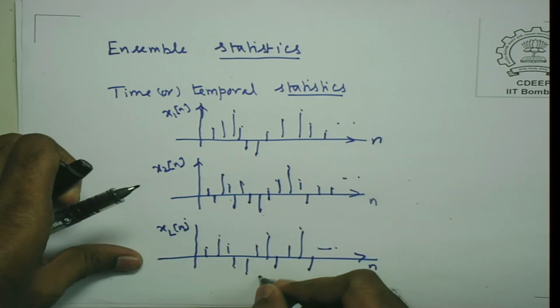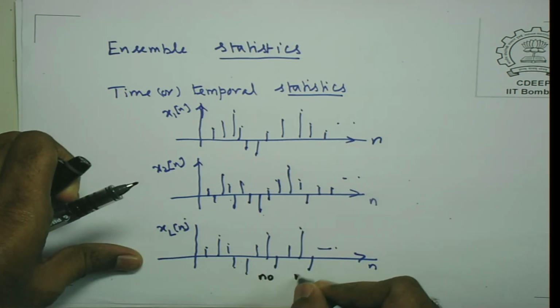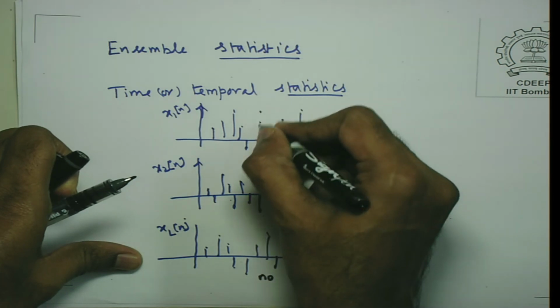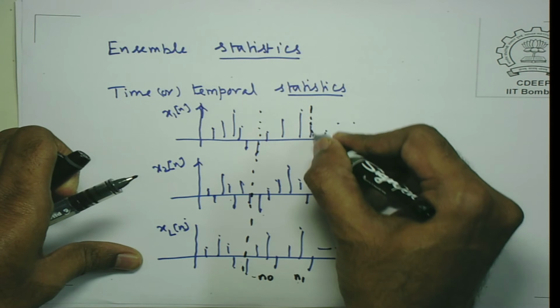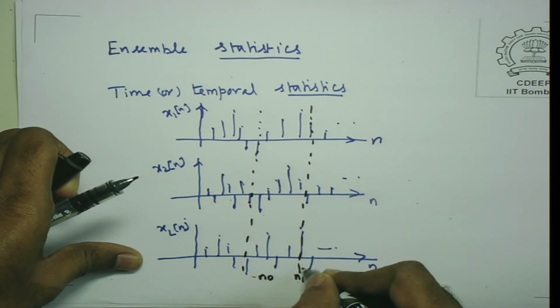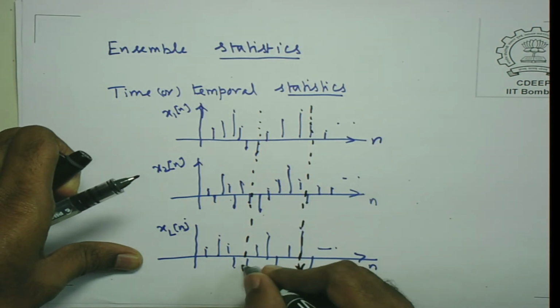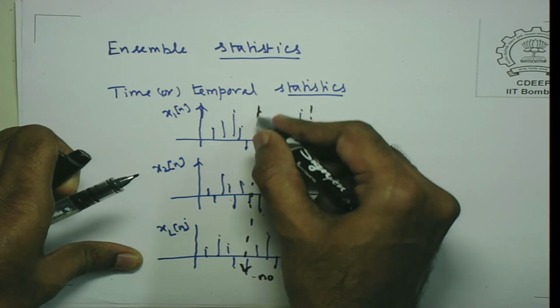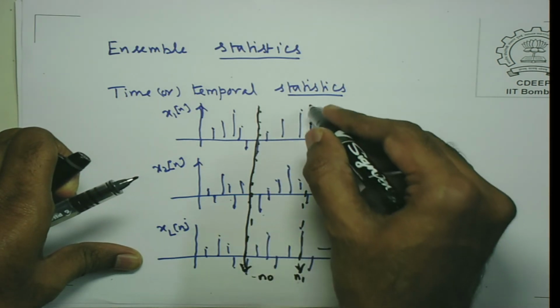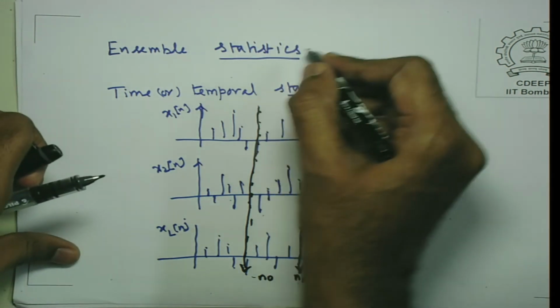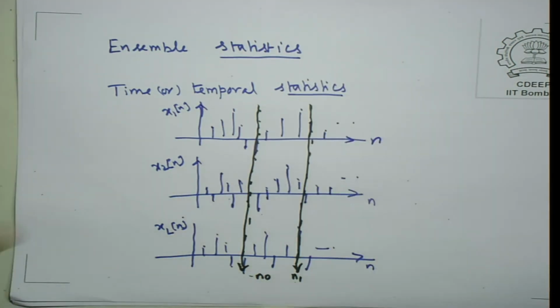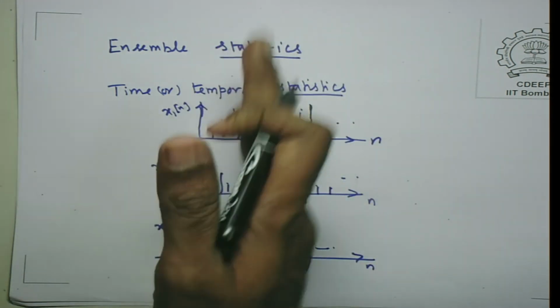So, if I take a time n0 and time n1, we could look at the mean at n0 or the mean at n1, right. These are, let us say, ensemble statistics, where we are taking across the ensembles at a given time.